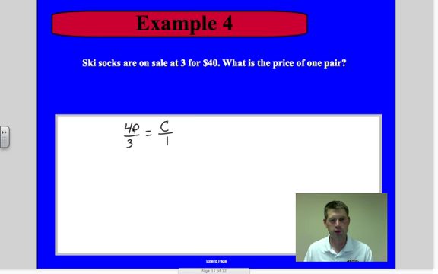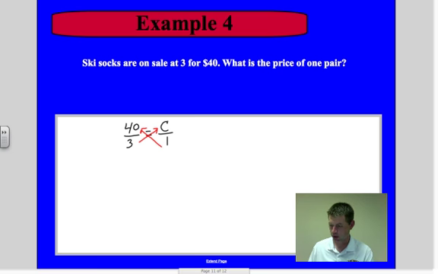Now what you need to remember is that it's dollars cost up top and how many pairs on bottom. Those need to be the same. We don't want to put the number of pairs up here and then the cost down here, because then that would not be the same across. So proportions have to be the same across. So we're going to do the cross product.